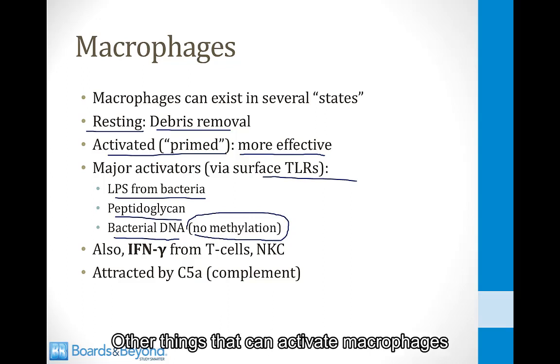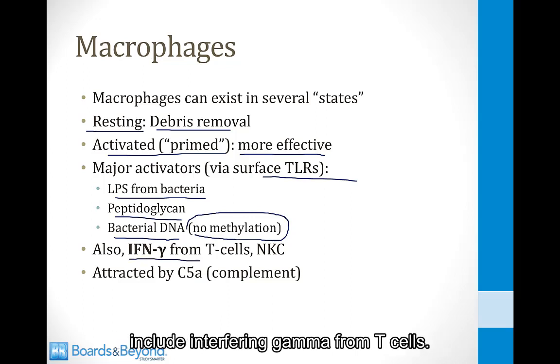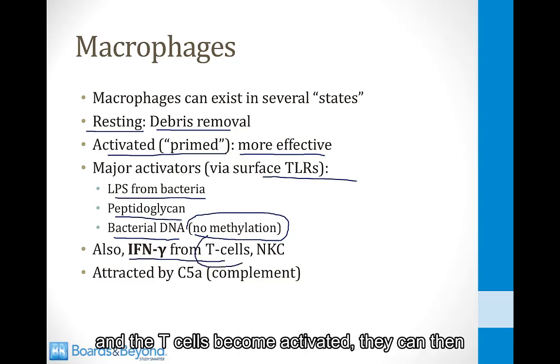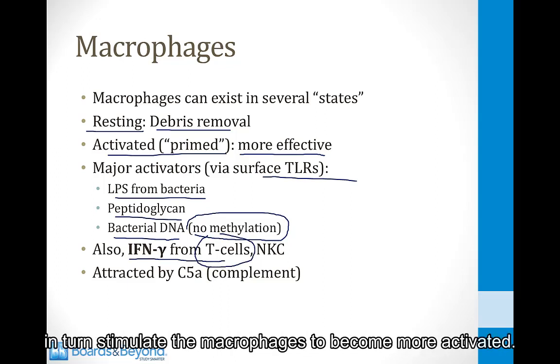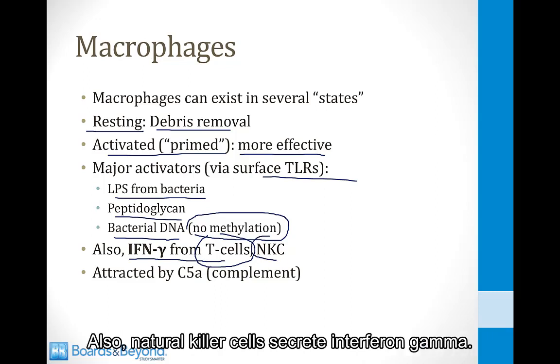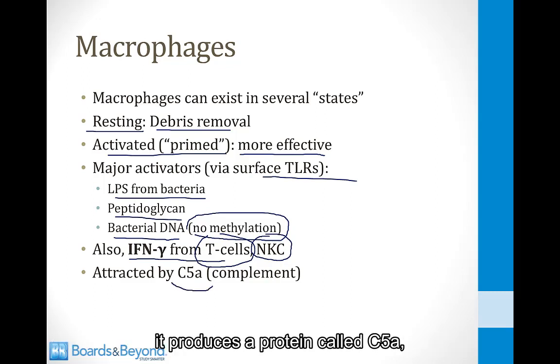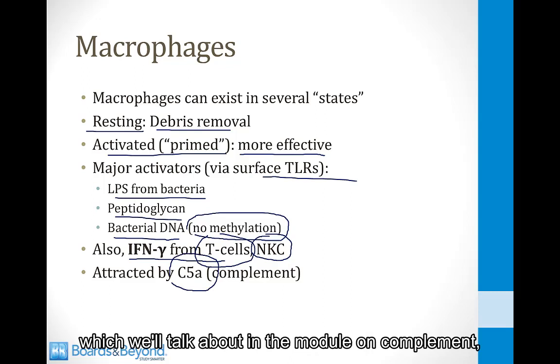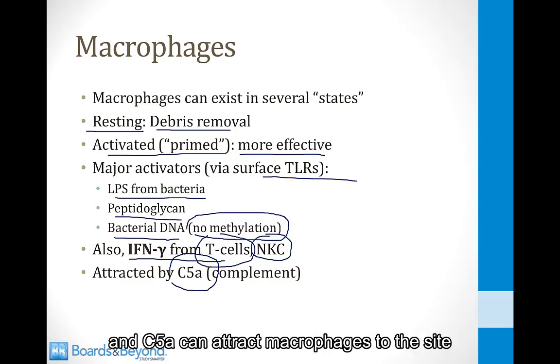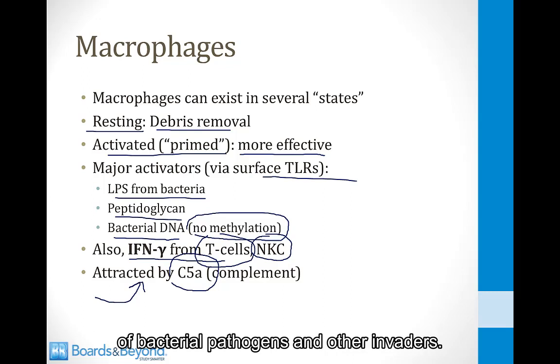Other things that can activate macrophages include interferon gamma from T cells. So when the adaptive immune system and the T cells become activated, they can then in turn stimulate the macrophages to become more activated. Also, natural killer cells secrete interferon gamma. And then finally, when the complement system is activated, it produces a protein called C5a, which we'll talk about in the module on complement, and C5a can attract macrophages to the site of bacterial pathogens and other invaders.